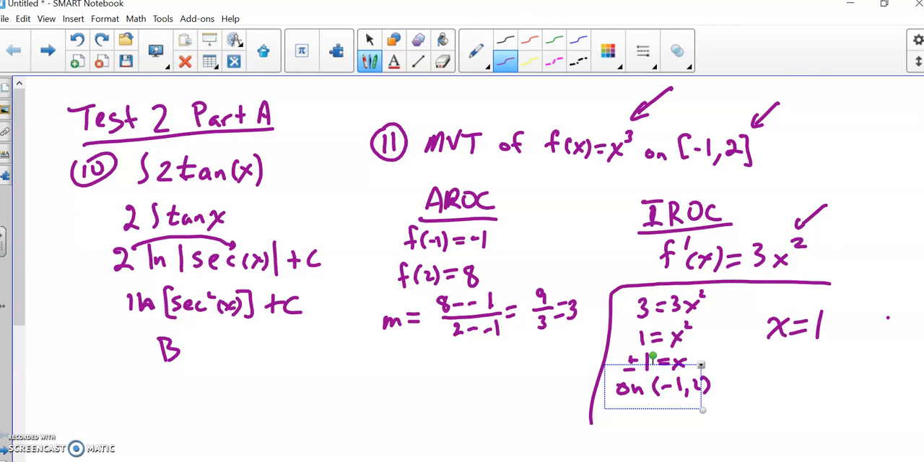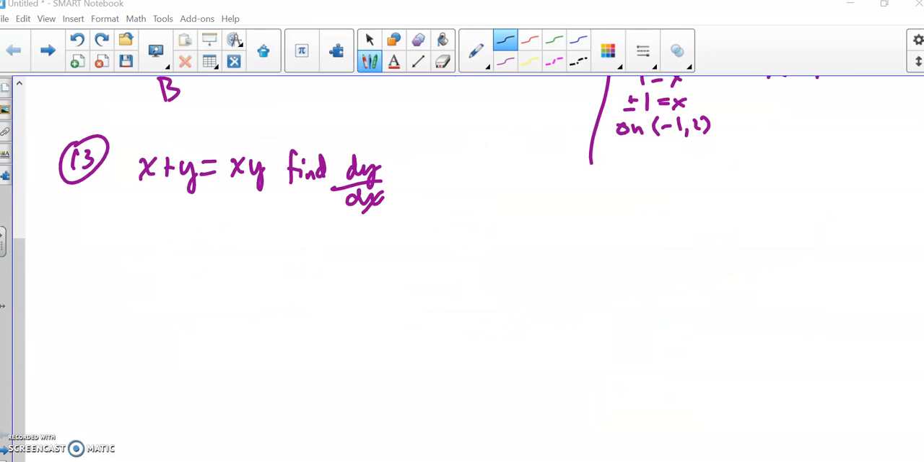All right, the next problem is 13. On 13 it says find the derivative dy dx of this implicit equation right here. To do this, I'm going to take the derivative of the first term, which is 1, plus the derivative of the second term, which is 1y prime, equals, now to do this one, don't forget I have to use product rule, so the derivative of x is 1, so 1y, plus the derivative of y is y prime times x.